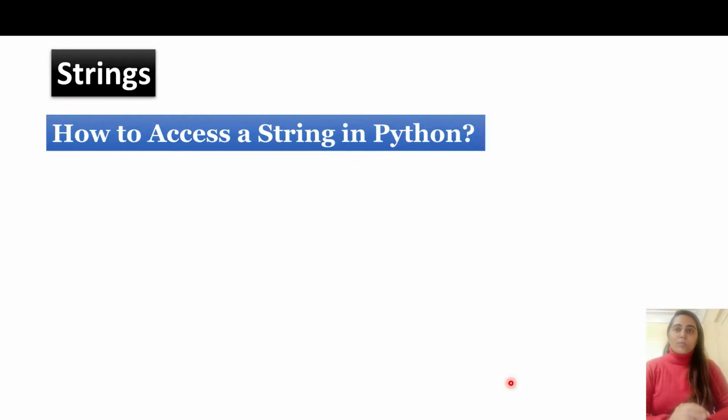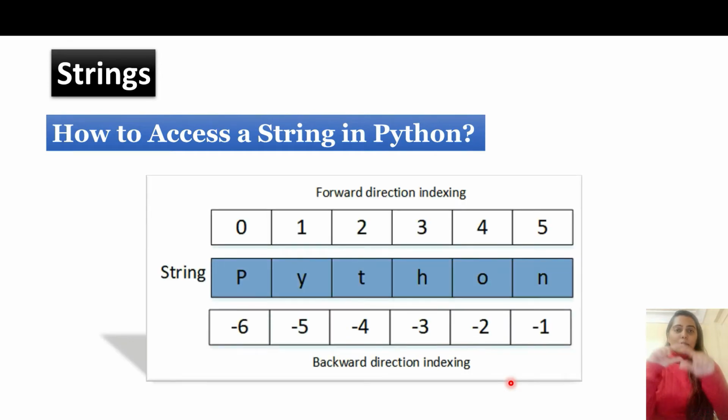In this video, we'll be discussing how to access a string in Python. Suppose Python is a string. A string is nothing but a sequence of characters. The characters over here are P, Y, T, H, O, and N. If you are using forward direction indexing, then for P the string will take the index 0. For Y, it will take the index 1. For T, the index is 2. For H, 3, and so on.